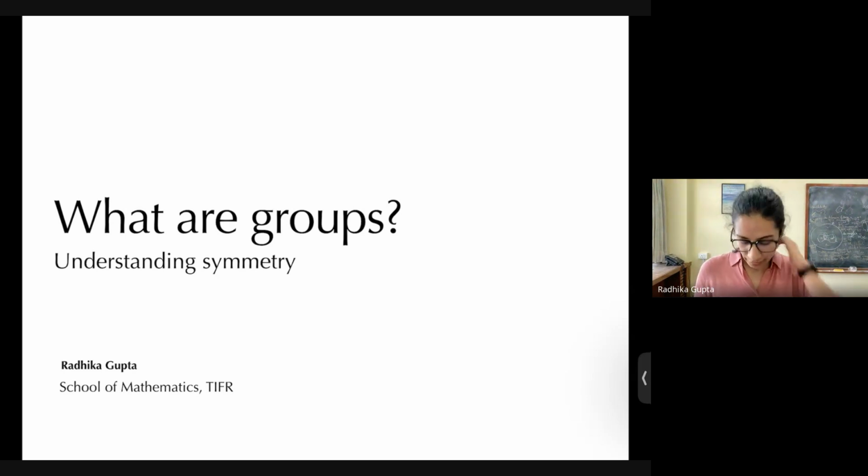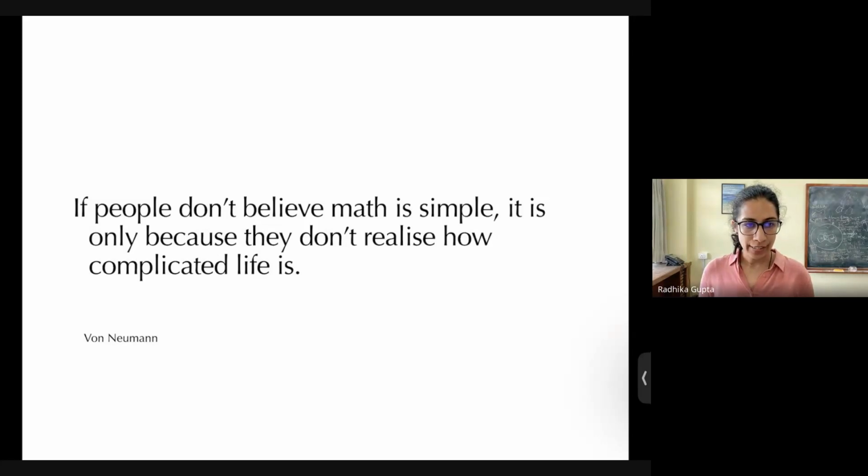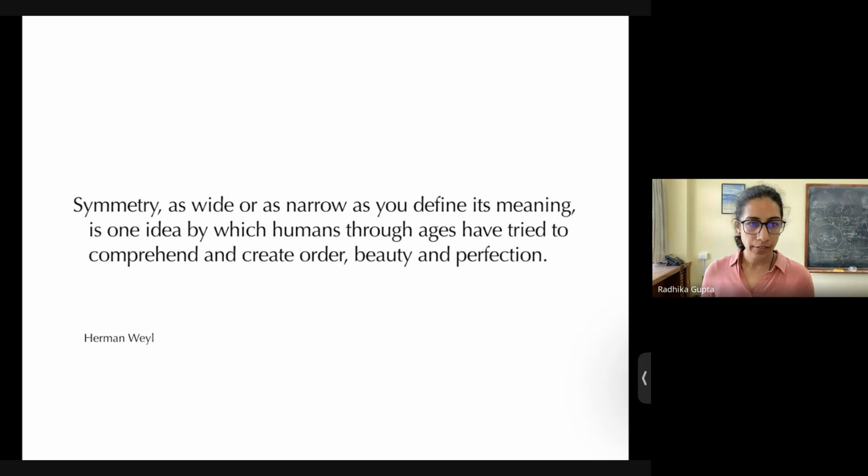Okay, so let's start. Before I start, I just want to share two quotes which I really like about math. The first one is by von Neumann. He said, if people don't believe math is simple, that's only because they don't realize how complicated life is. The more math you see in life, you will realize there's so much structure in math, even though it's very difficult, it's much easier than handling your own life in a way. And this other quote is by Herman Weyl, who says that symmetry is one of the ideas by which we as humans try to comprehend everything around us.